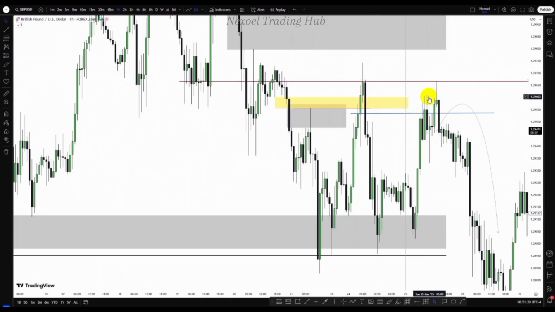So my entry was in reference to this, mitigating this bearish order block. That is the open price of this bullish candle. And when I saw that fall, that was in the 15-minute time frame. That was why I took the entry. But unfortunately, price went back into the rejection block.